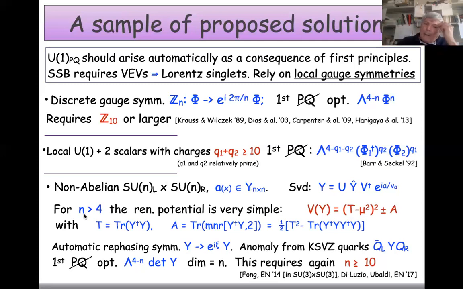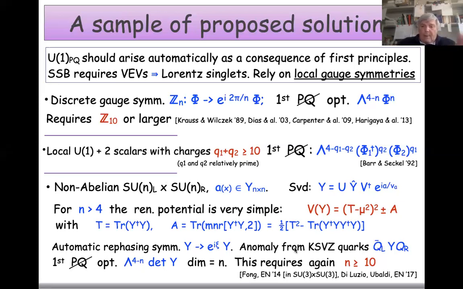If we take n larger than 4, the renormalizable potential for this symmetry is very, very simple. There is a trace term, this one, and what is called the adjugate term. This is the trace of the minors of the matrix Y dagger Y. This is the second invariant. The first is written like this to trigger spontaneous breaking. This invariant can come with a coupling positive or negative. The explicit way to write it is the trace squared minus the trace of Y dagger Y, Y dagger Y. So it's clear that this potential has an automatic rephasing symmetry. I can send Y into a phase times Y, and the potential is invariant.